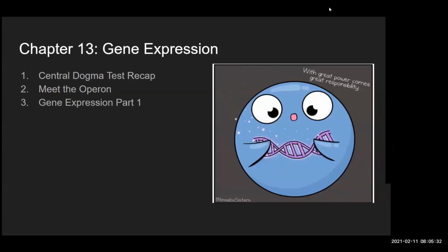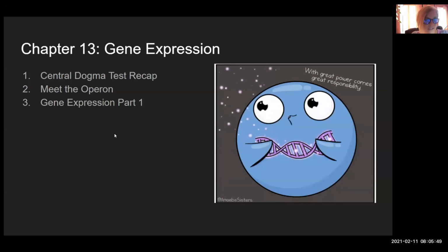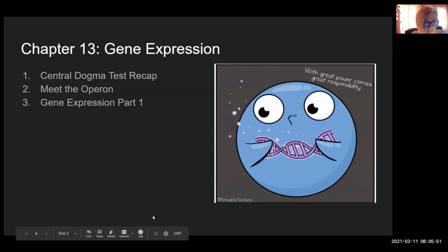All right, so now we're going to meet the operon. We're moving on into gene regulation. So what controls our genes? Because we don't need every gene transcribed and translated all the time, right? That would be inefficient and a waste of energy.